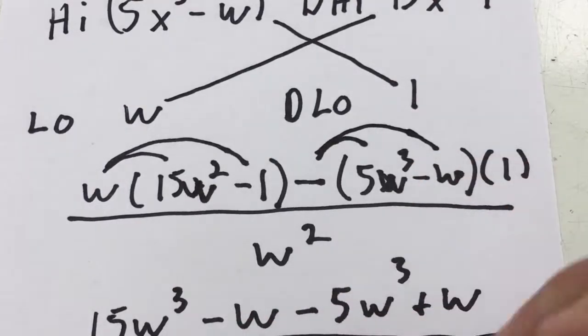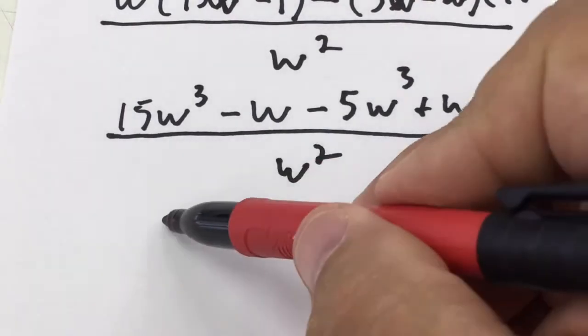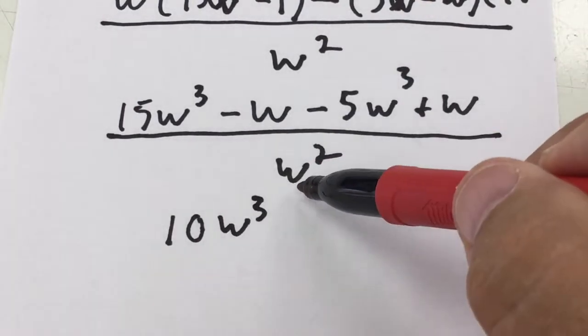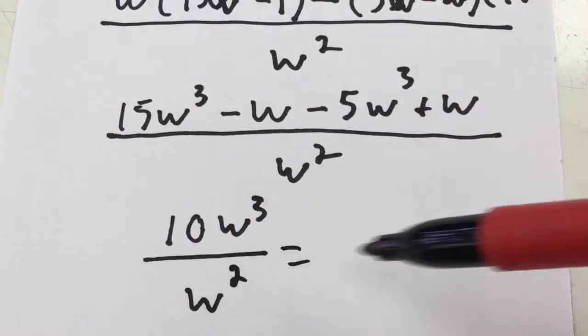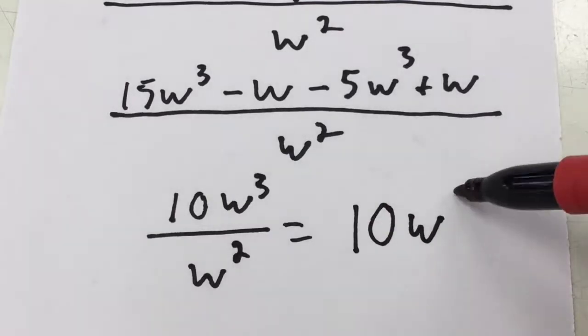Draw the line over w squared. Continue simplifying. 15w cubed minus 5w cubed is 10w cubed. Negative w plus w is 0. Divided by w squared. Notice, I have w to the third over w squared, so that's going to simplify to 10w to the first, which is 10w.